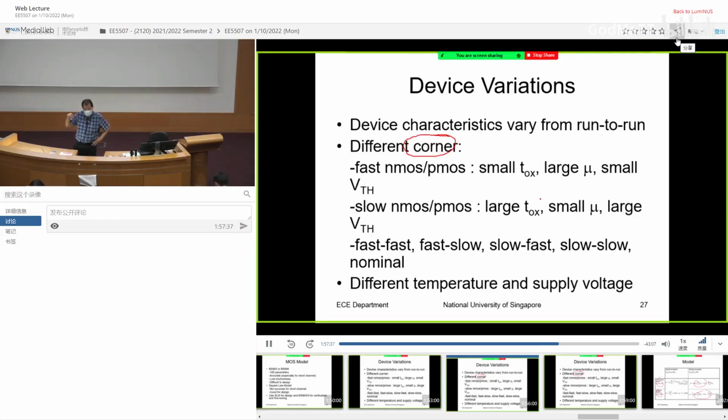Mu N COX, higher COX. But COX depends on what? Depends on the oxide thickness. So smaller oxide thickness. Okay? Threshold voltage. If the threshold voltage becomes smaller, it also becomes faster. So all this is not very well controlled. They will have process variation. So that will contribute to fast NMOS. Now, slow NMOS is exactly opposite.